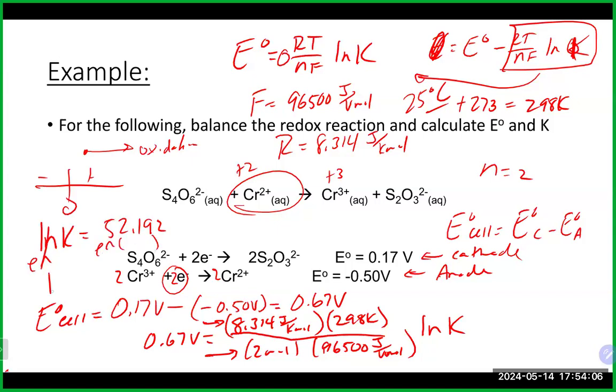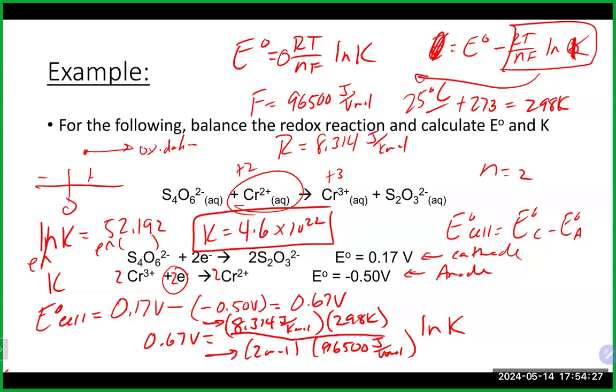We're not going to insert any type of negative or anything like that. We're just going to take whatever the number is. And that will give us a K value here, 4.6 times 10 to the 22 in this particular case. Any questions on that?